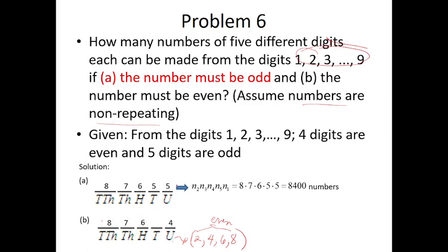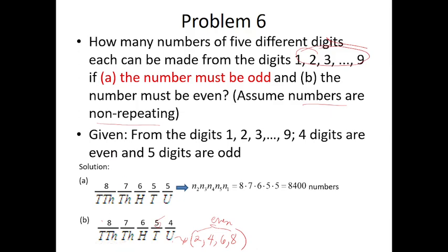Then the pattern continues. There are already 4 slots occupied, and we have one more slot left to be occupied by a digit that comes from the digits 1 to 9 such that there are no repetitions of digit. So we have total number of digits 9 minus the 4 occupied ones. 9 minus 4, we get 5. So that's it. I hope you get it.